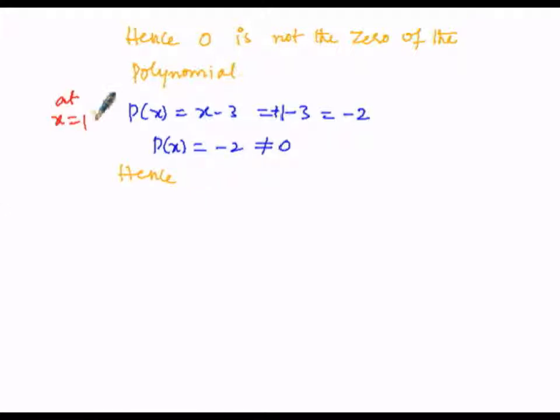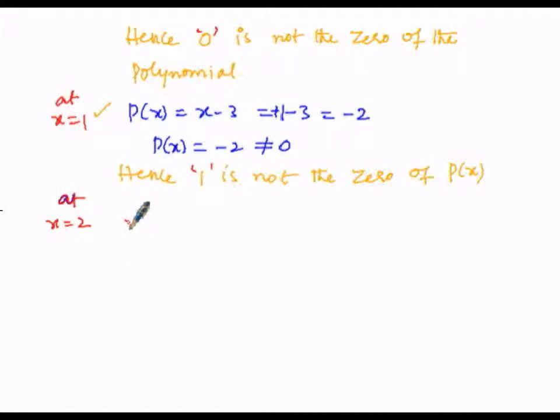So here 1 is not the 0 of the polynomial p of x. In this manner, 0 is not the 0 of the polynomial, and similarly 1 is not the 0 of the polynomial. So let us go for the next value, that is at x is equal to 2.